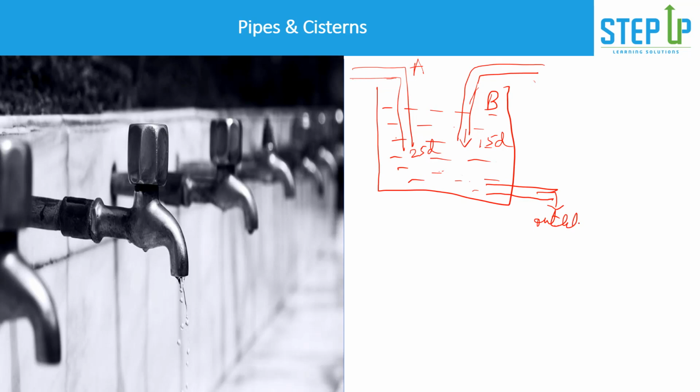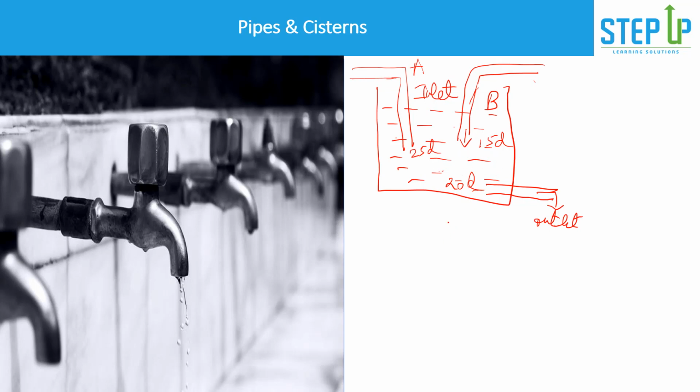Now while the previous ones were your inlet pipes, that means through which water was flowing inside, this is the outlet pipe, that means water is going out. So they're saying this opened alone can empty this tank in 20 days. So the question is, how much time will they take to empty or fill this tank?